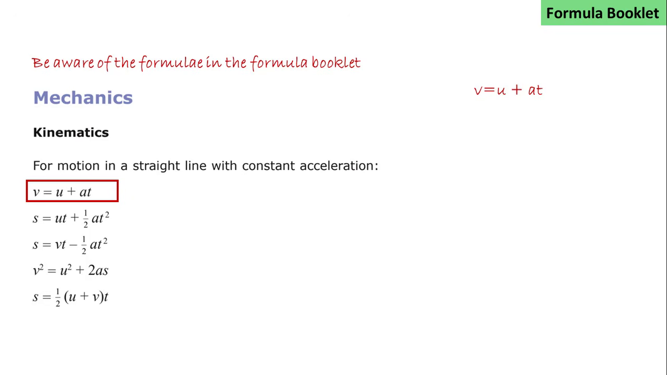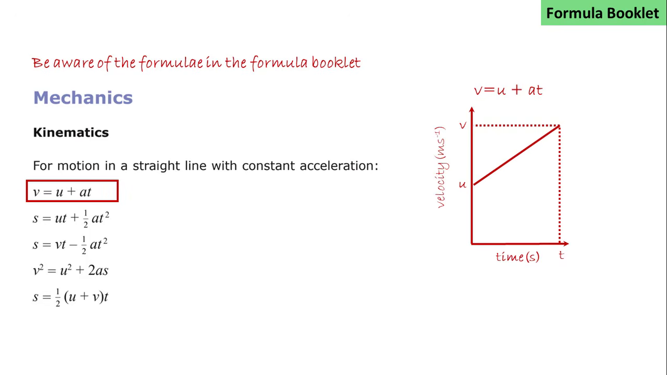We have v equals u plus at, where u is the initial velocity, v is the velocity at time t. This really is a definition of acceleration. After 1 second, an acceleration of a means the velocity will increase by a. So after t seconds, with constant acceleration, it will increase by at. Also, you'll see that the gradient of the velocity time graph is the same as the acceleration.